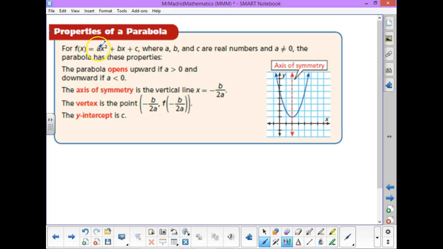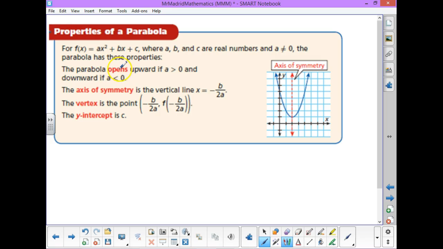f of x equals ax squared plus bx plus c. So you must know a, b, and c. It's telling you they're real numbers. Why do you need to know a, b, and c? Because if you notice, you end up using them for different purposes. So let's go ahead and take a look at an example, and I'll show you how this works.